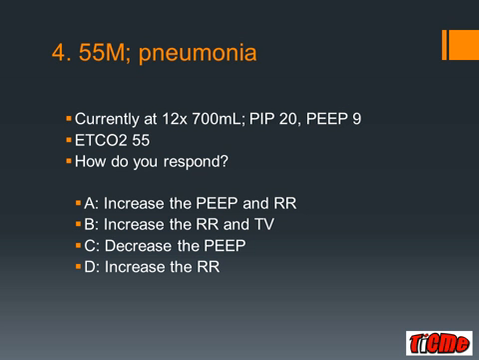Question 4. A patient who's 55 is a male and he has pneumonia, is currently being ventilated at 12 times 700 mils, that's the tidal volume times respiratory rate, peak pressures are 20, the PEEP is 9, and the end-tidal CO2 is 55. Now remember, the end-tidal CO2 of 55 is likely to be associated with an arterial CO2 that's at least 65. How do you respond to this? Should you increase the PEEP and the respiratory rate? Should you increase the respiratory rate and the tidal volume? Should you decrease the PEEP? Or should you increase the respiratory rate?